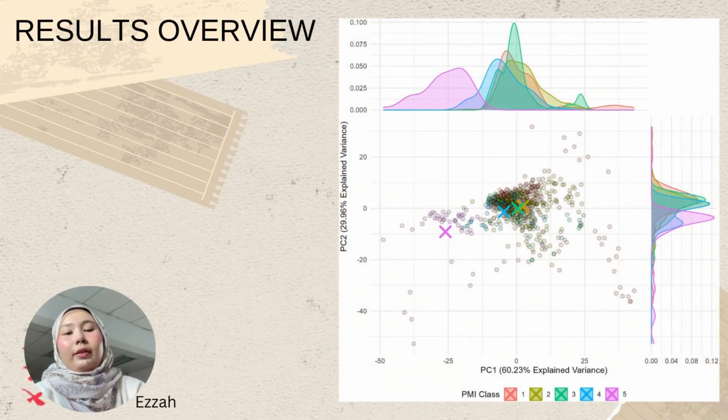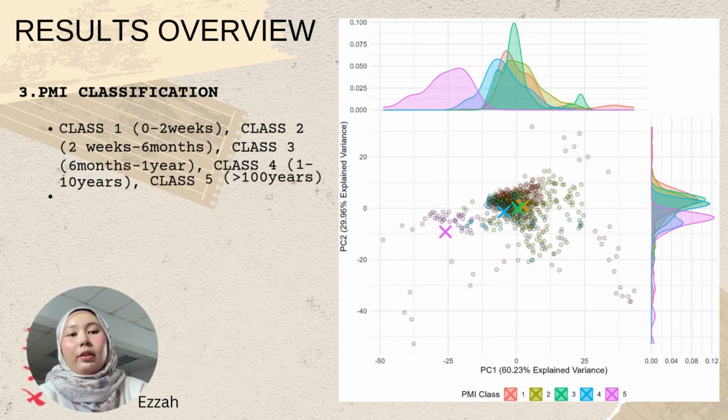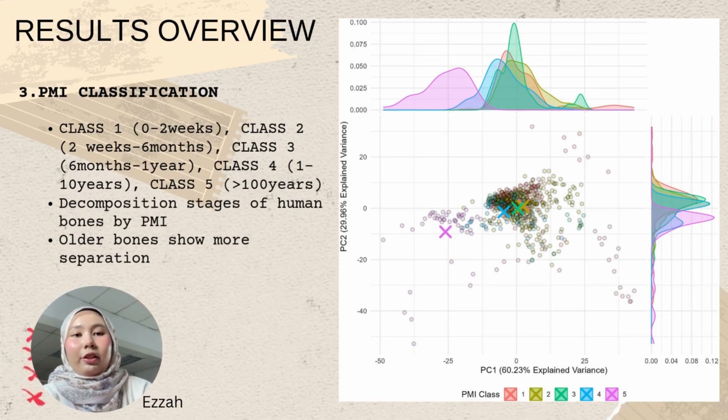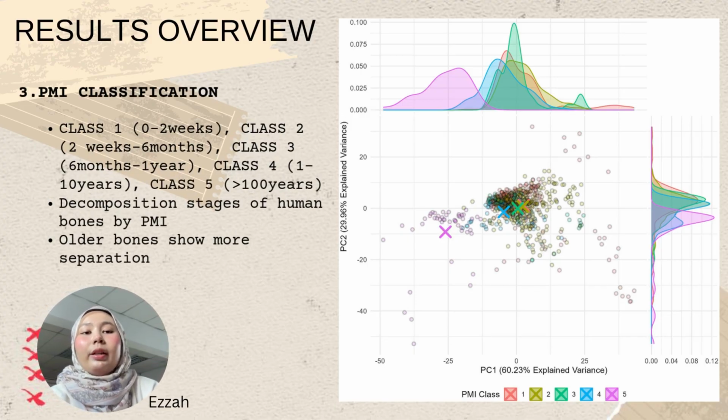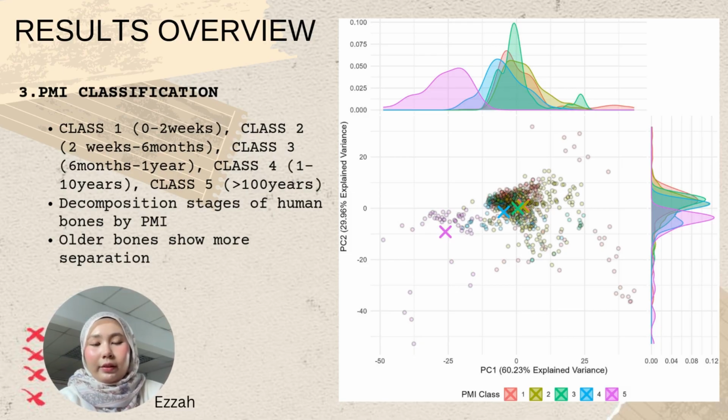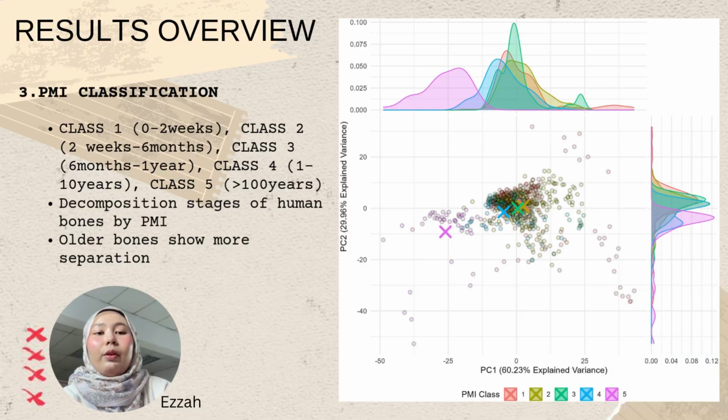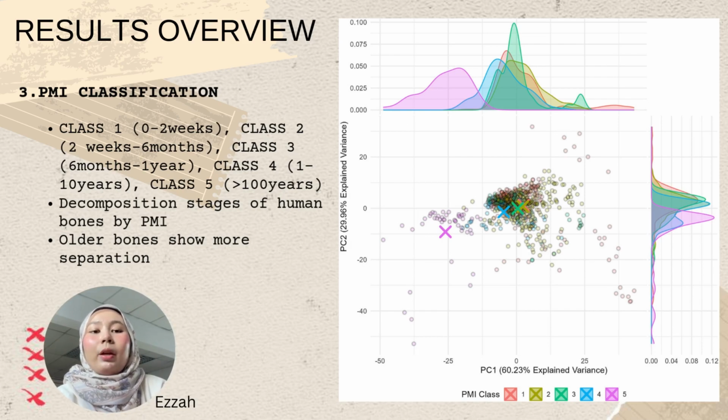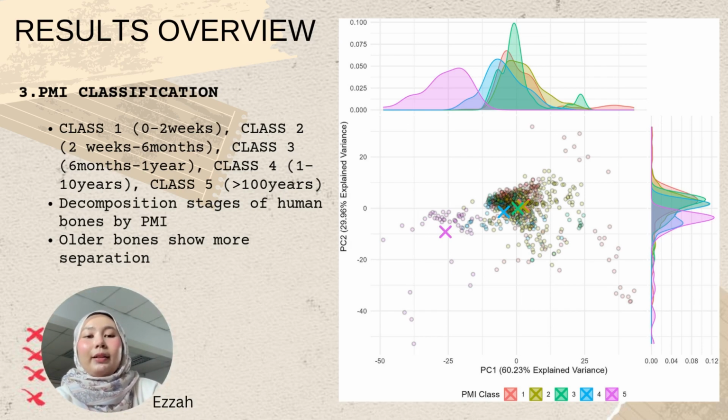Lastly, for PMI analysis, the results show that human bone spectra change noticeably as the PMI increases, especially in class 5 where the PMI of the bone is over 100 years. So the PCA results show that the class 5 bone separated the most from bone of other classes, which proves that an IR signal can detect the change of chemical composition such as collagen degradation and mineral exposure over time. So, based on the result, there is a possibility that NIR may also help in estimating the PMI in the future.